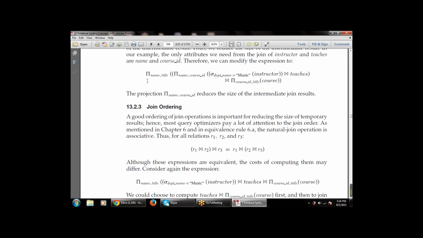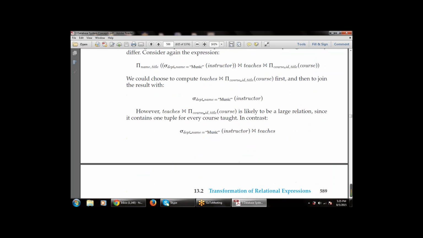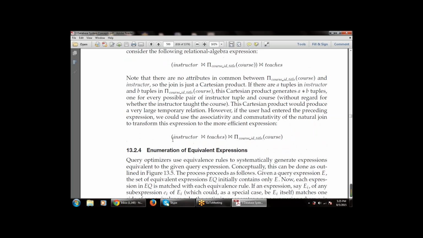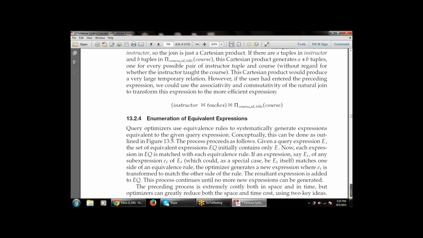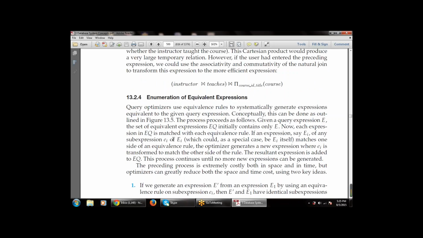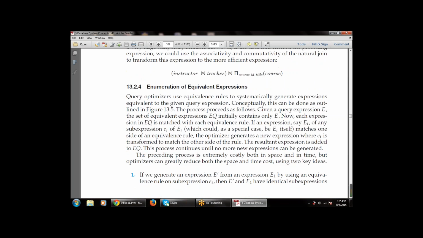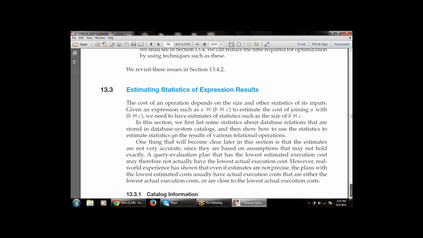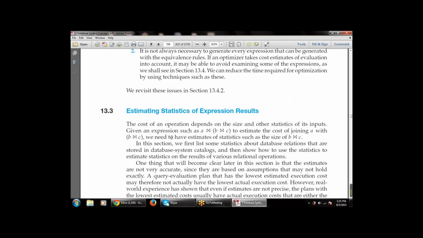As mentioned in chapter 10, in equivalence rule 6a, the natural join is associative. Therefore, all the relations R1, R2, R3 are joined with each other; that is, R1 is joined with R2, and R2 is joined with R3. Then, enumeration of the equivalent expressions: the query optimizer uses the equivalence rules to systematically generate the expressions. Next is estimating the statistics of the expression results.